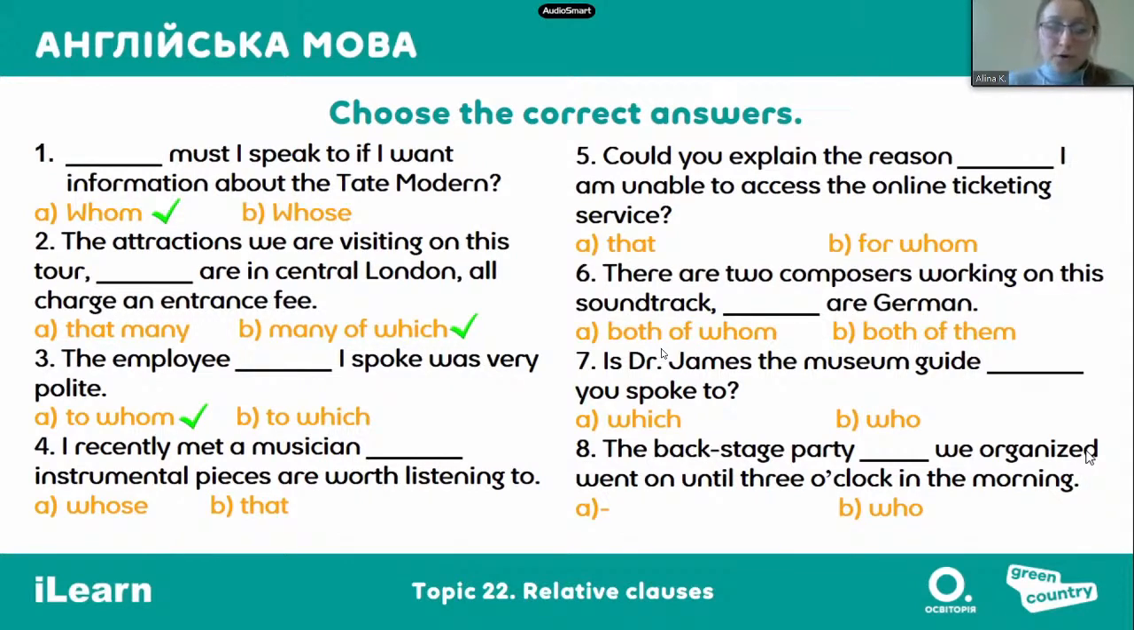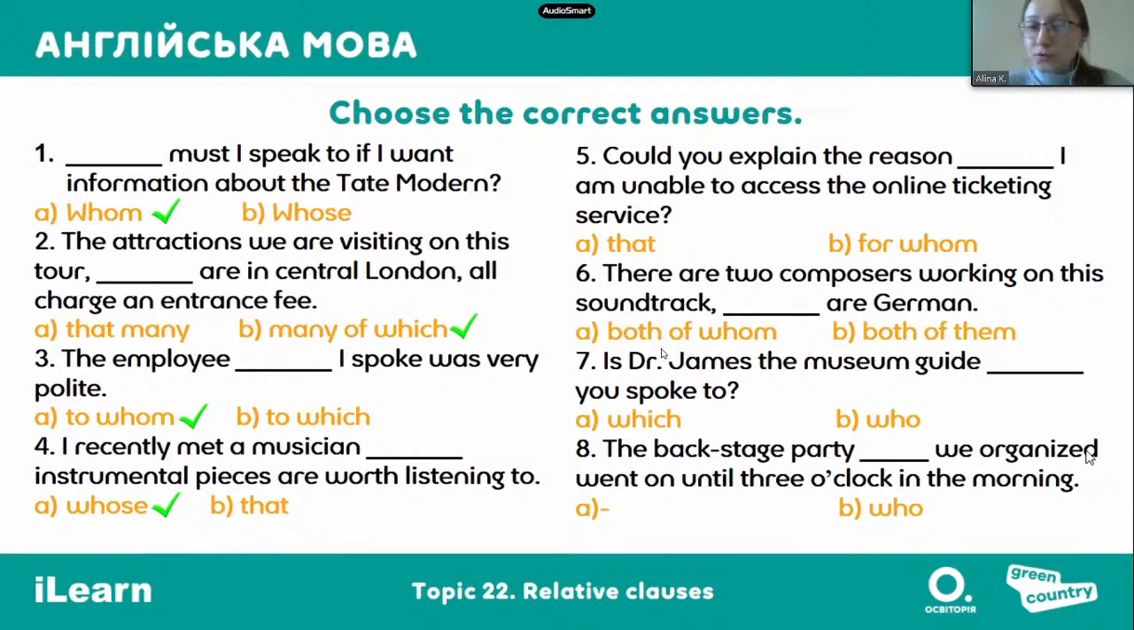Okay, number 4. I recently met a musician. Gap, instrumental pieces are worth listening to. Number 4. That is whose. We talk about possession, yes? So these instrumental pieces belong to that musician. We can say his instrumental pieces or whose instrumental pieces.